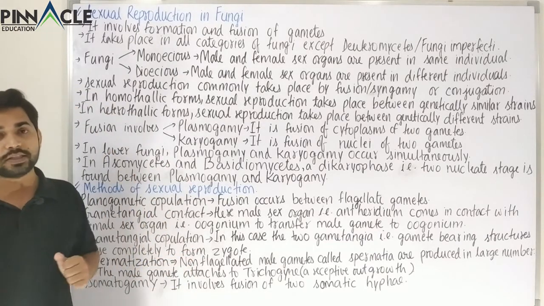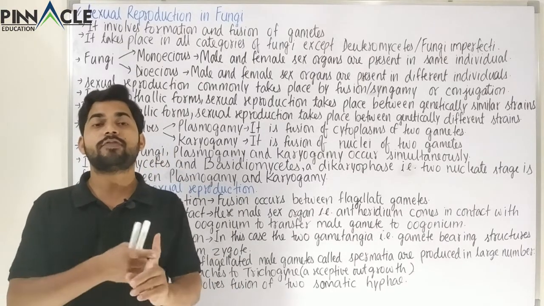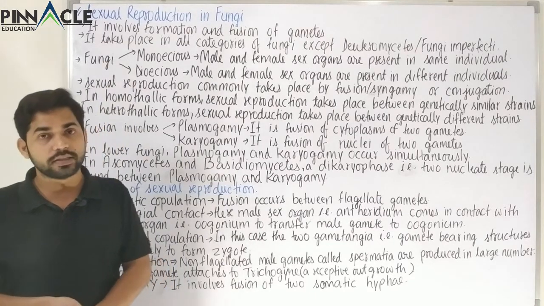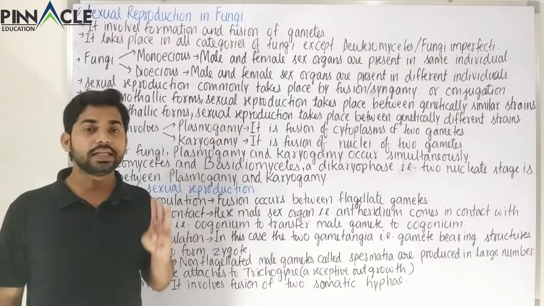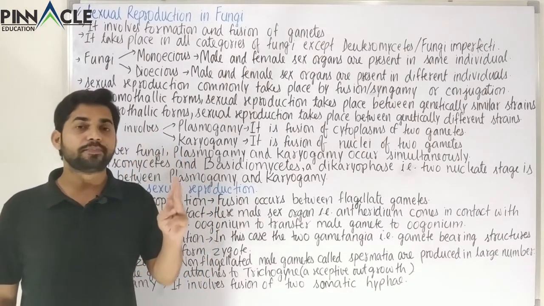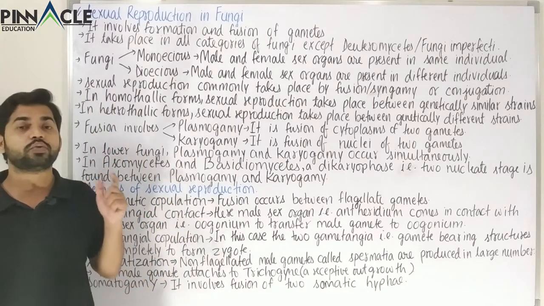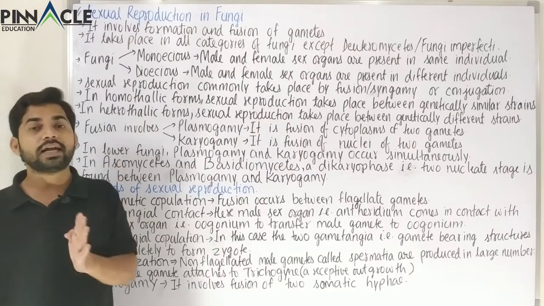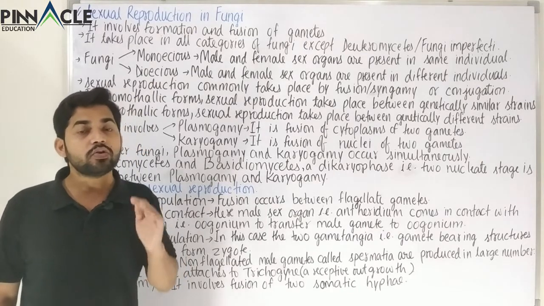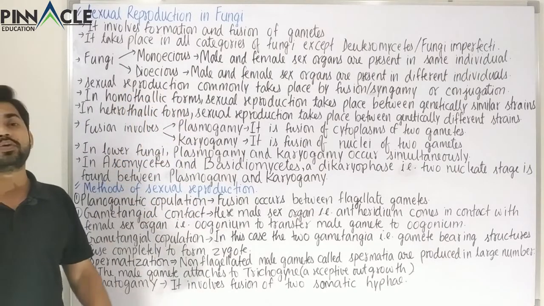Now with respect to fungi, we are going to study four categories of fungi, for example, Phycomycetes, Ascomycetes, Basidiomycetes and Deuteromycetes. So in the first three types, that is the Ascomycetes, Basidiomycetes and the Phycomycetes, in all these three categories we observe sexual reproduction. But the fourth category of fungi, called Deuteromycetes, or also called fungi imperfecti, there we do not observe sexual reproduction.